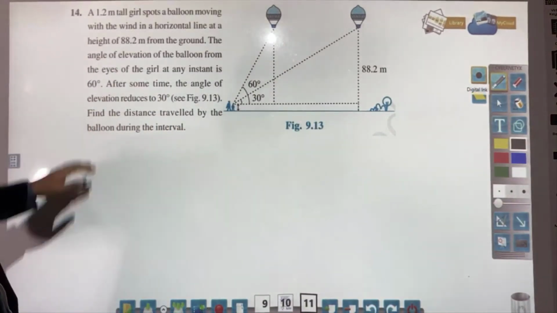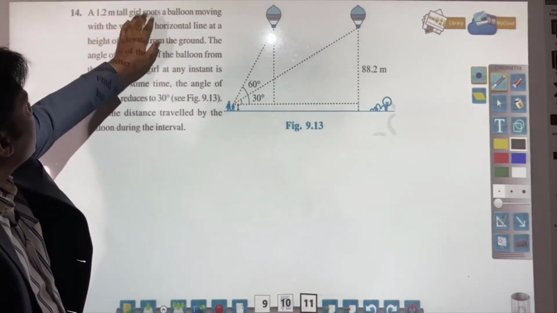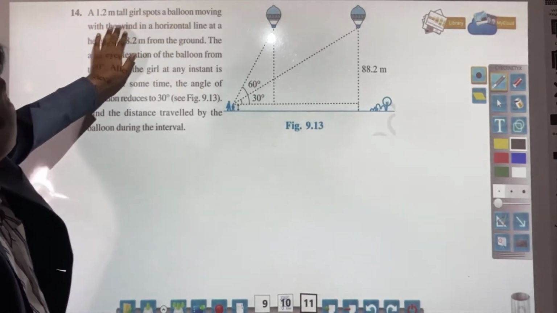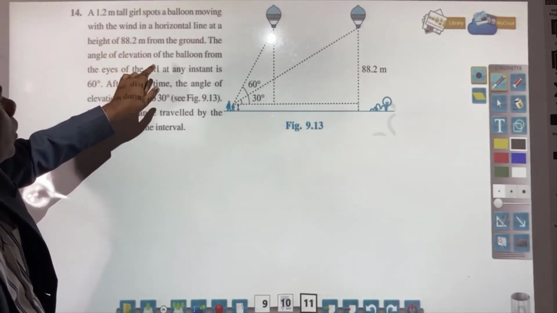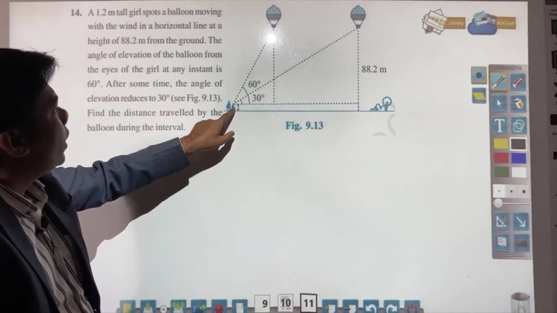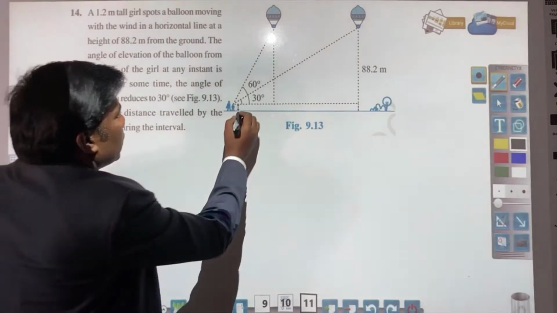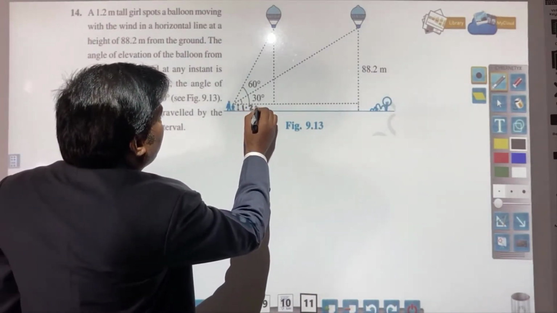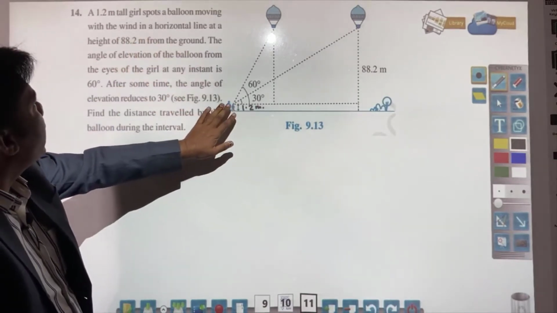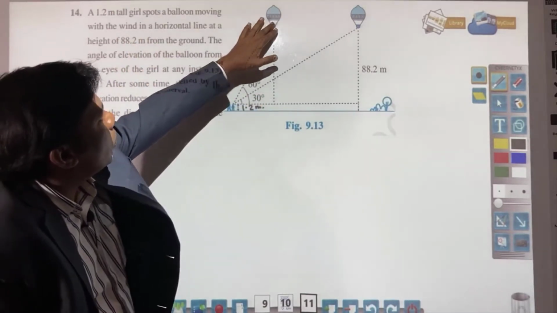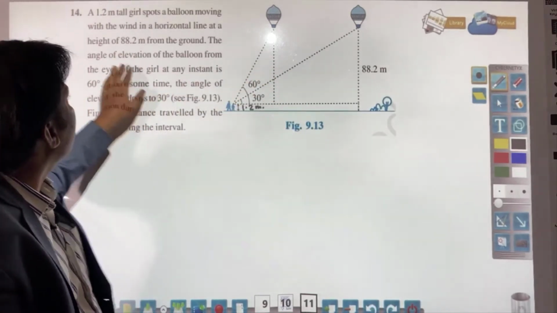Here we have a 1.2 meter tall girl who spots a balloon moving with the wind in a horizontal line at a height of 88.2 meters. Here you see the small girl, whose height has been given as 1.2 meter. She has spotted one balloon, and that is at a height of 88.2 meter.